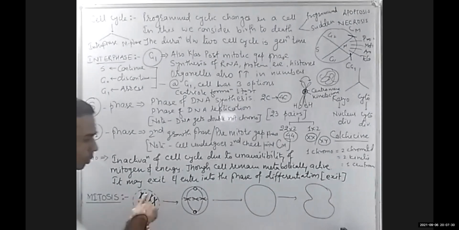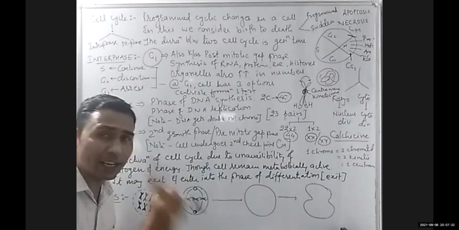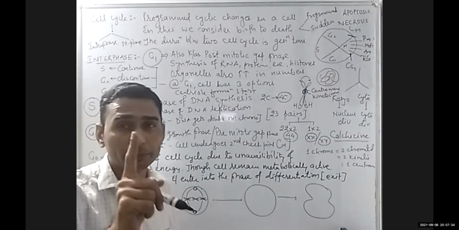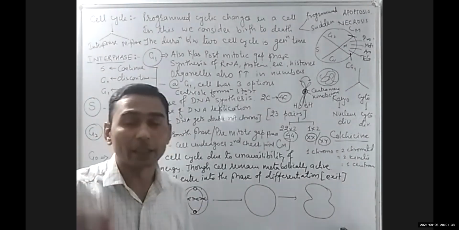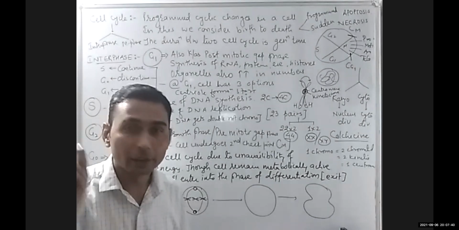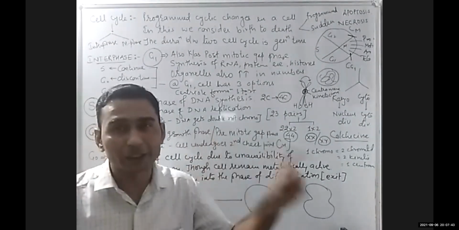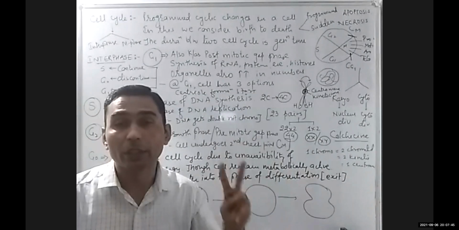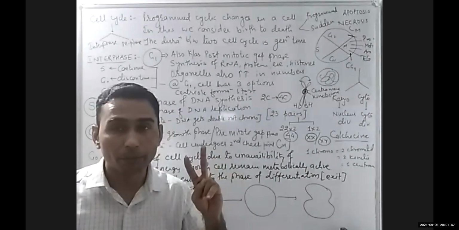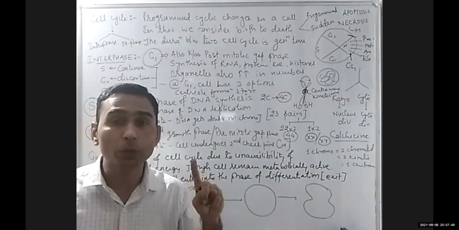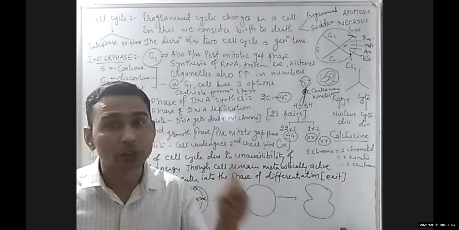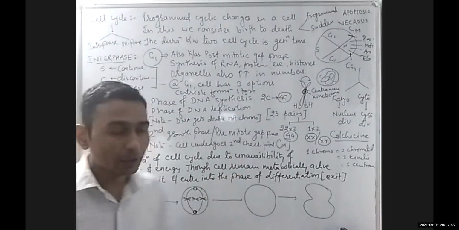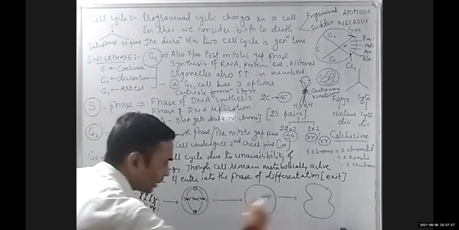Six chromosomes aligned on a single metaphasic plate. Why am I emphasizing this word, single metaphasic plate? Because when I teach you meiosis, I'll use both terms. In meiosis 1, I'll use double metaphasic plate, and in meiosis 2, I will use single metaphasic plate. Only on the equator, single metaphase plate is there.